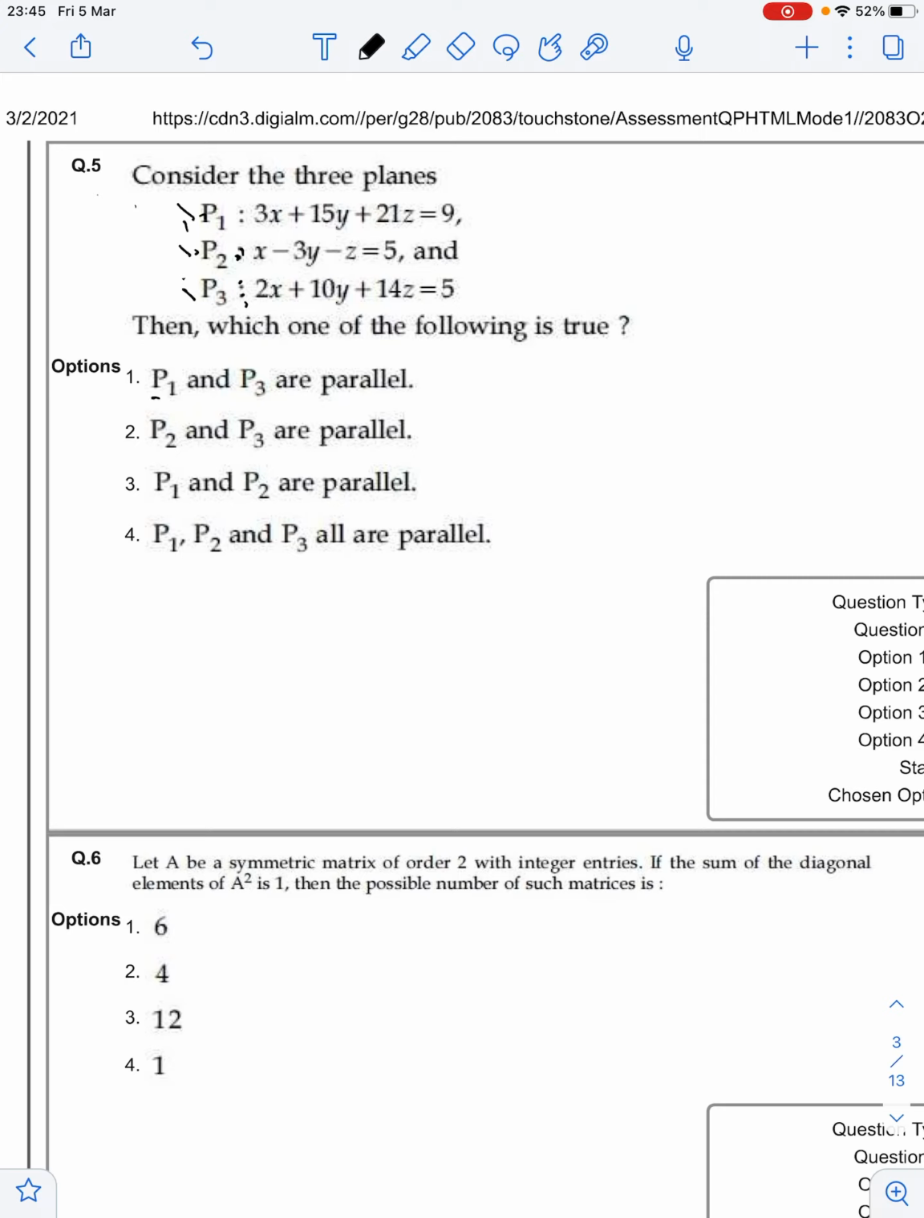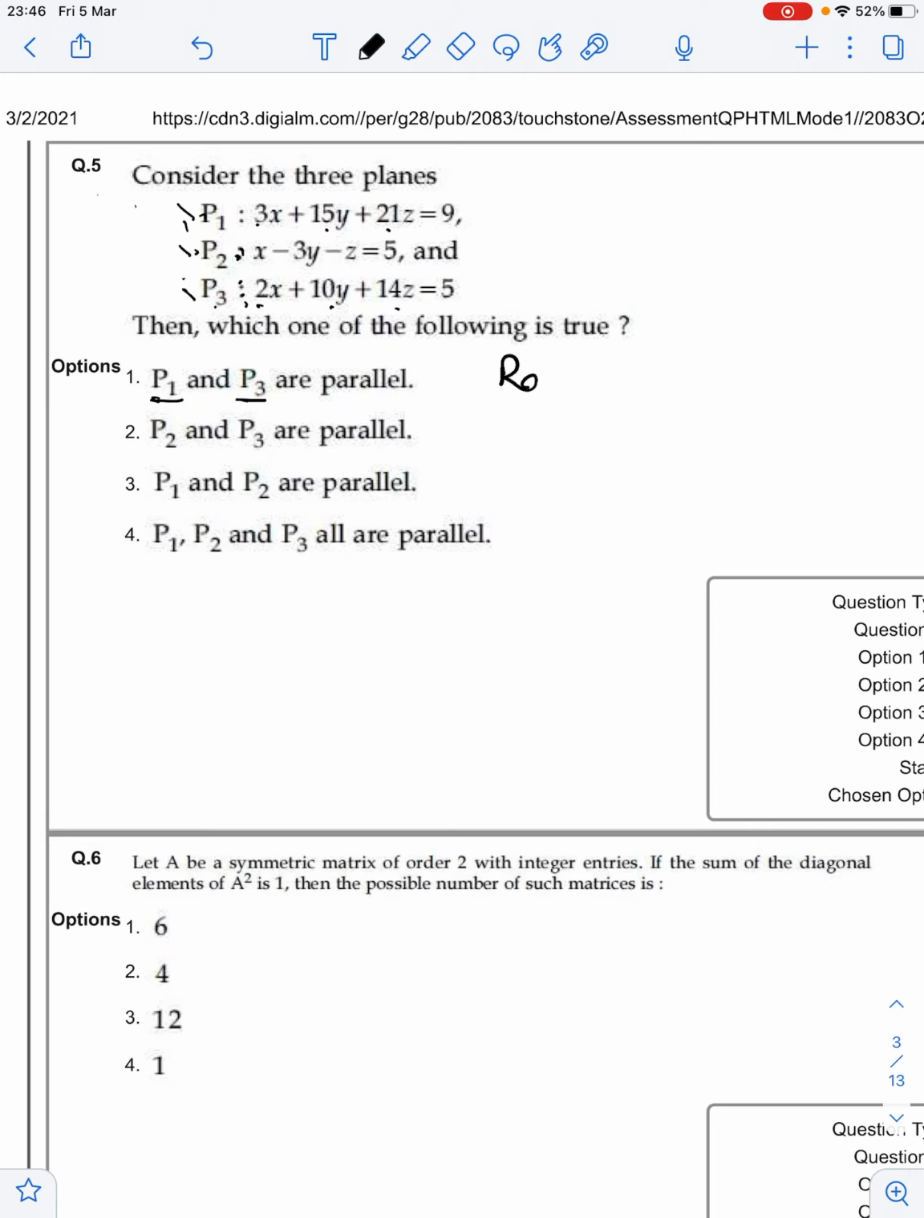P1 and P3, let us check. If P1 and P3 are parallel, their ratios of direction ratios are the same. The direction ratio of the normal of P1 is 3, 15 and 21, while the direction ratio of the normal of P3 is 2, 10 and 14.